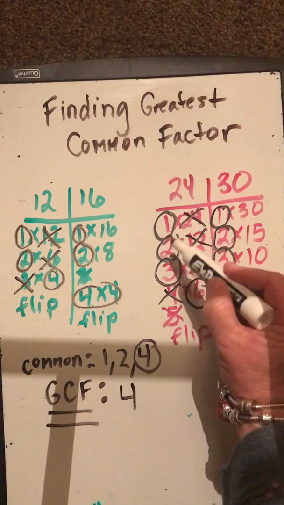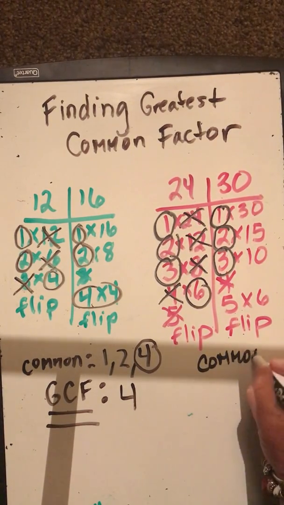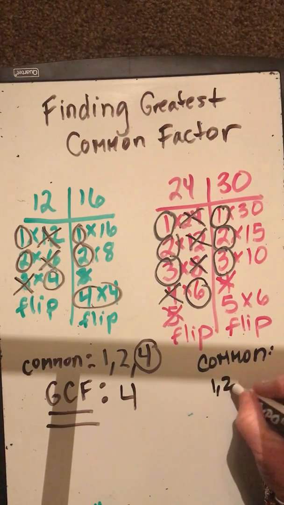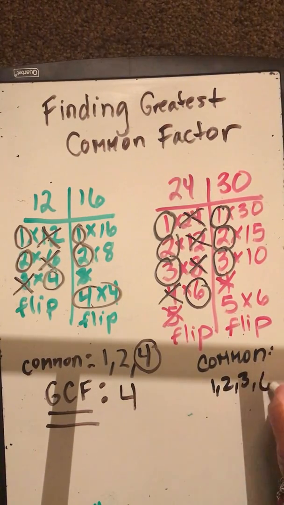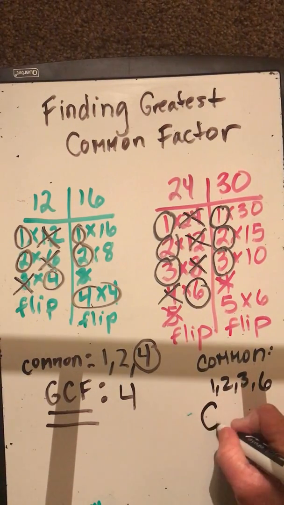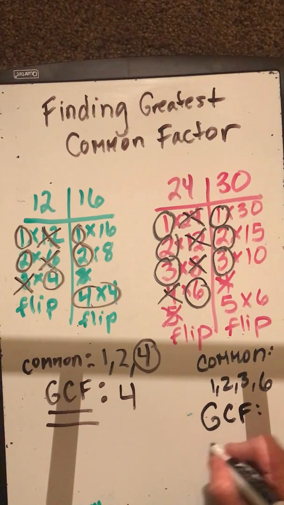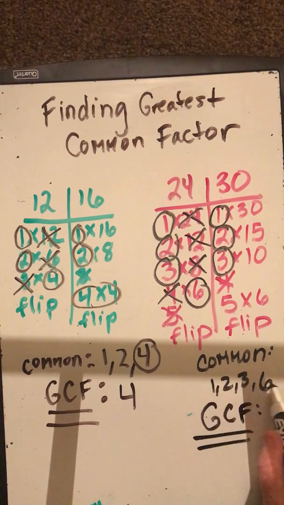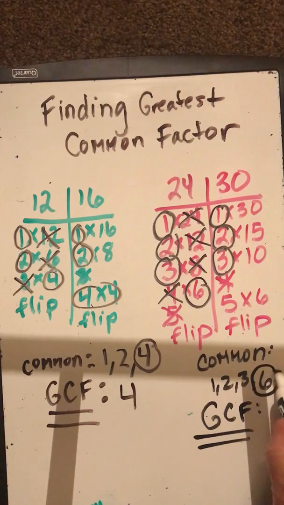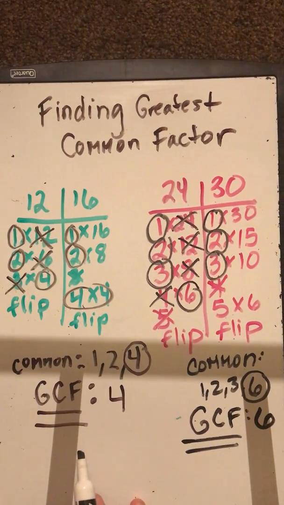So now we know the common factors are 1, 2, 3, and 6. And the greatest common factor, the greatest number, the largest number, is 6. Okay, and that's how you find the common factors and greatest common factors.